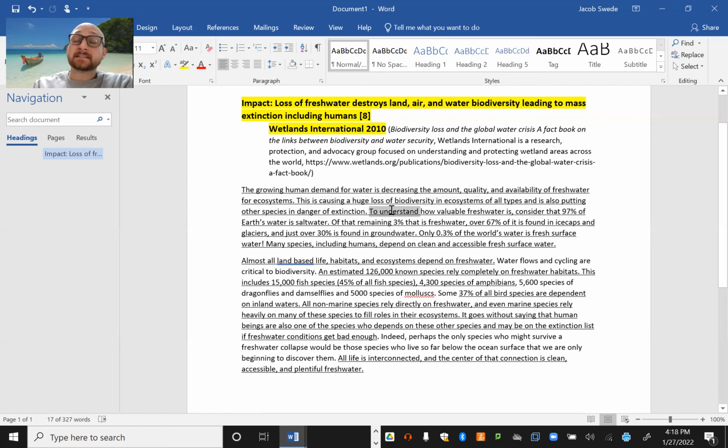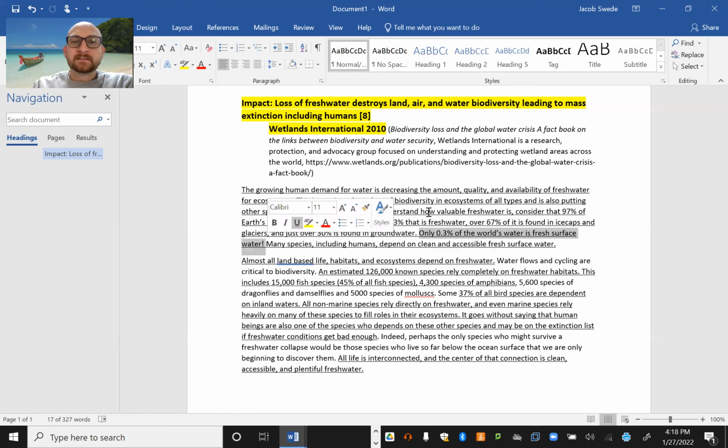Next sentence is, to understand how valuable fresh water is, consider that 97% of Earth's water is fresh water. I think that's good, that's important. We should maybe think about that though. The next sentence says, of that remaining 3% that is fresh water, over 67% of it is found in ice caps and glaciers, and just over 30% is groundwater. Next sentence says, only 0.3% of the world's water is fresh surface water.